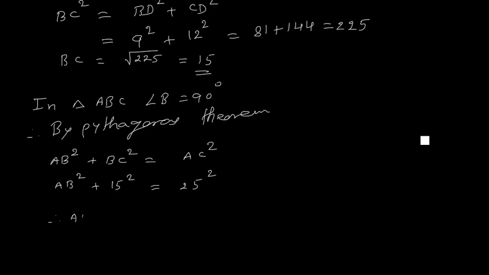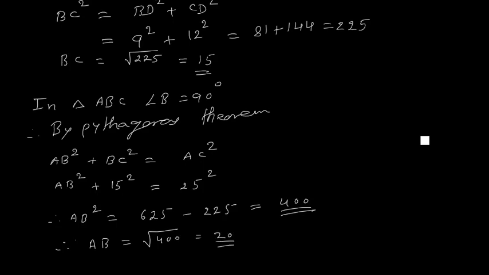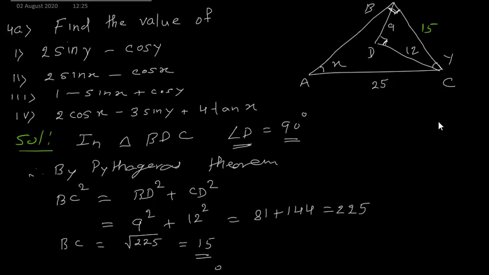Therefore AB square is equals to, now 25 square is what? 625 minus 15 square is what? 225. 625 minus 225 is 400. Therefore, AB square is 400. So, AB is square root of 400. That gives us the value of AB as 20. So, let us write that also. So, this is 20. Now, in both the right angle triangles, I know all the sides.